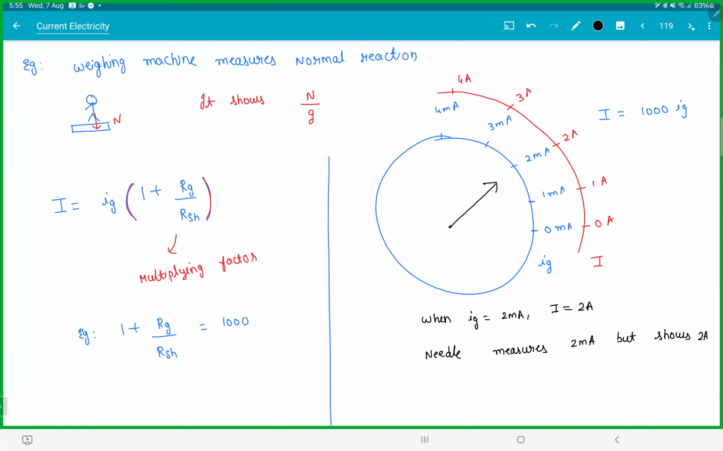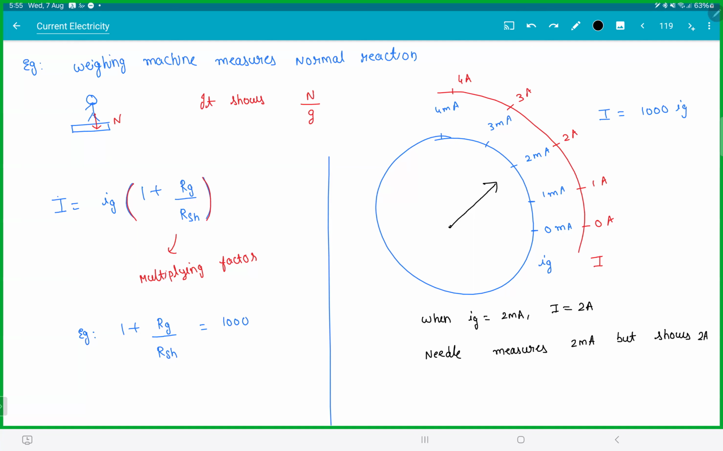For example, if this value is not 1000 but 500, then what will you see? Then you will see 0, 0.5 ampere, 1 ampere, 1.5 ampere, and so on. Are you getting it? You can manipulate the multiplying factor and you can get different ranges there. Is this clear, everyone? How we used a galvanometer which measures in milliampere to measure amperes. This is what we call calibration.